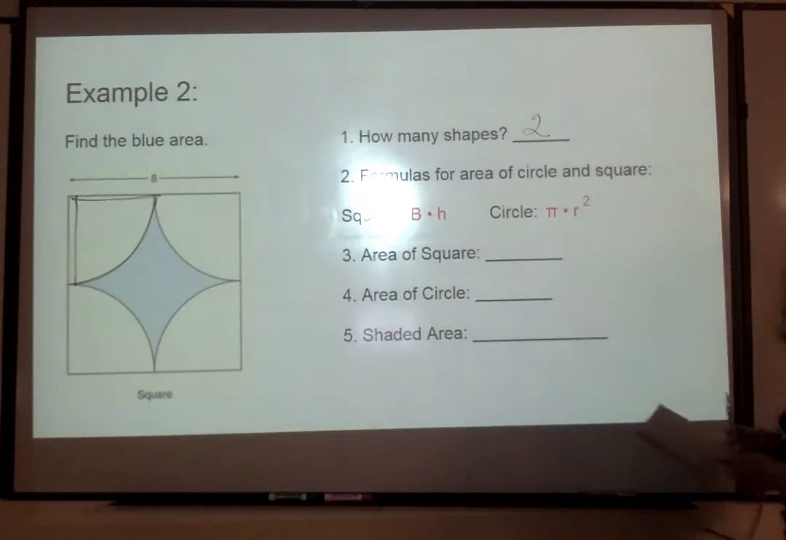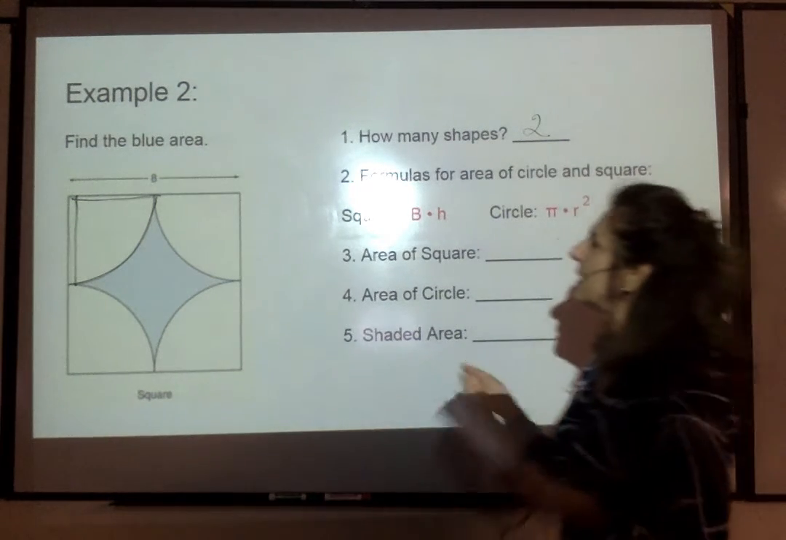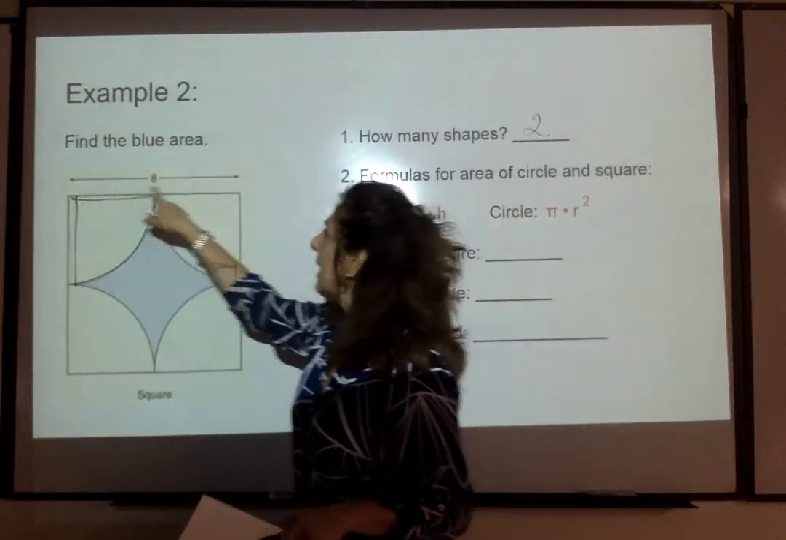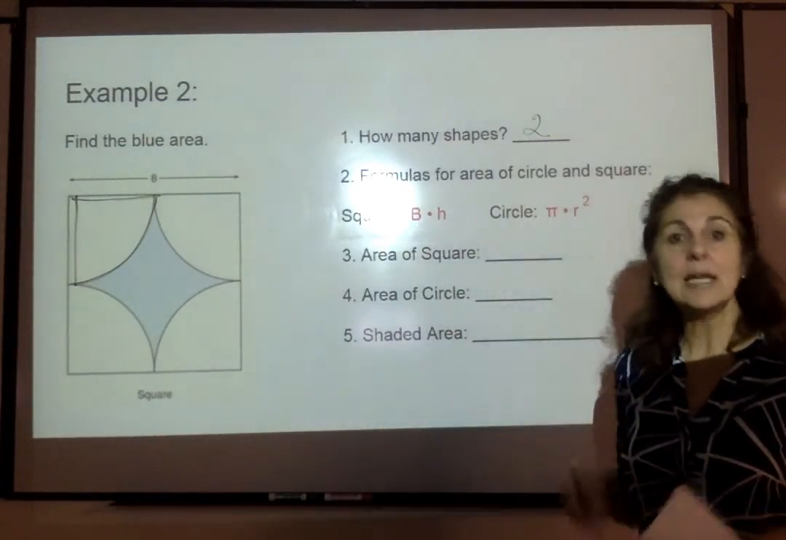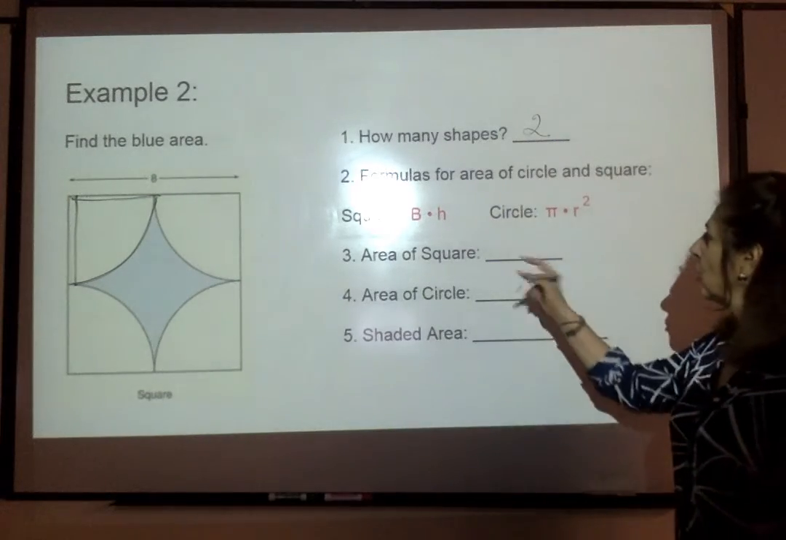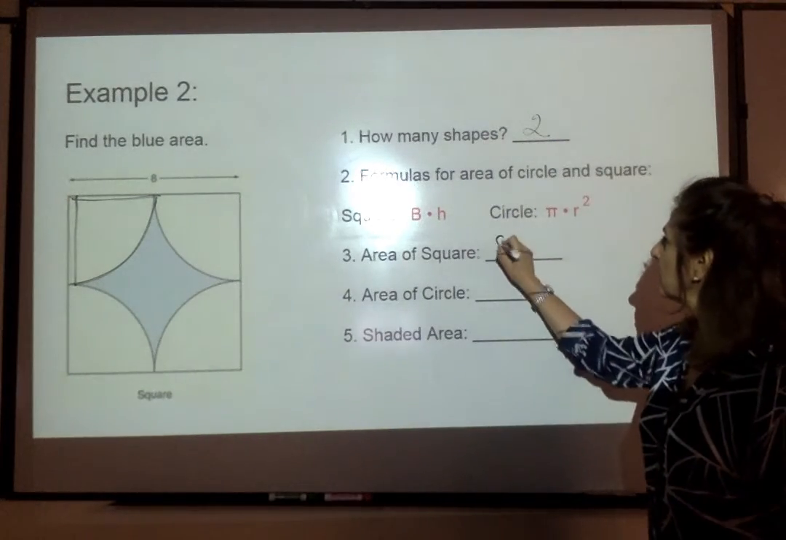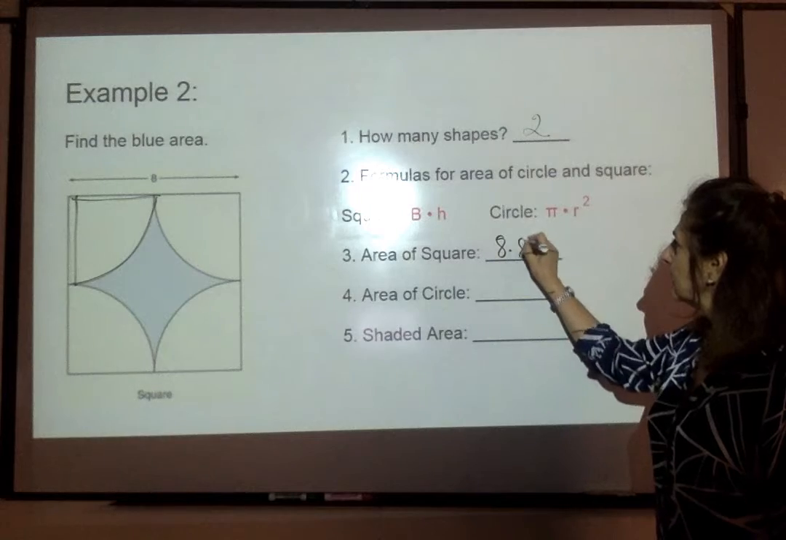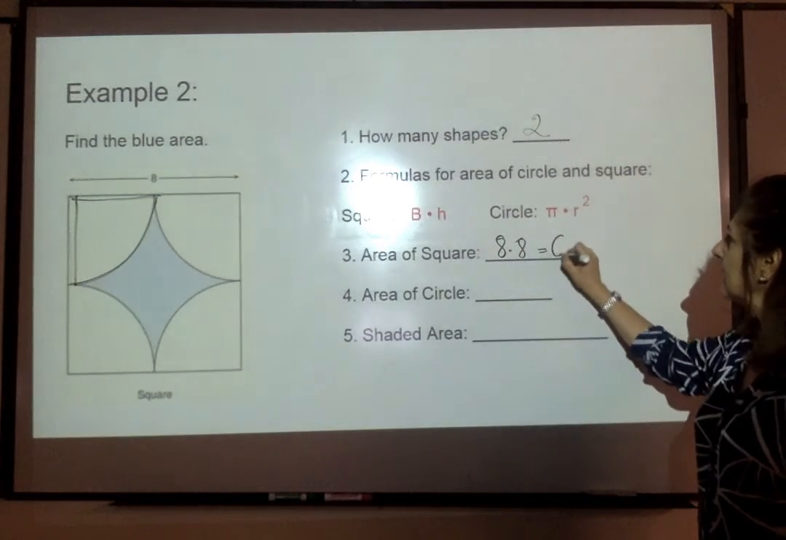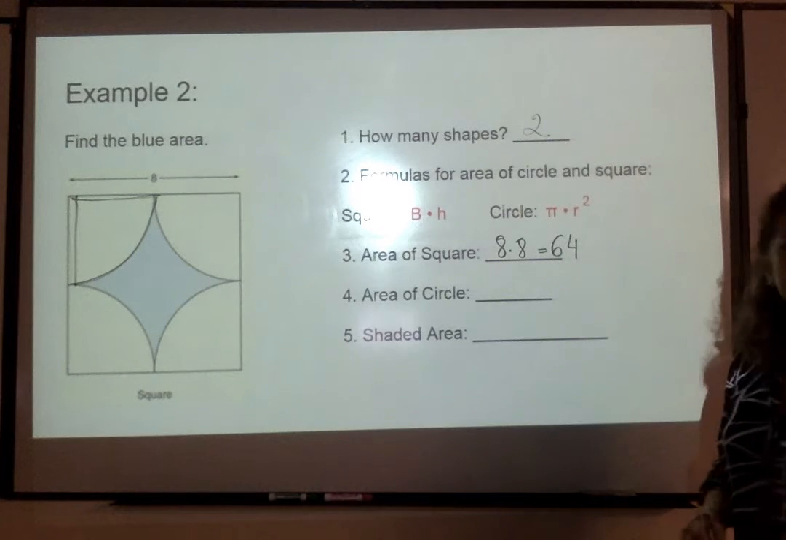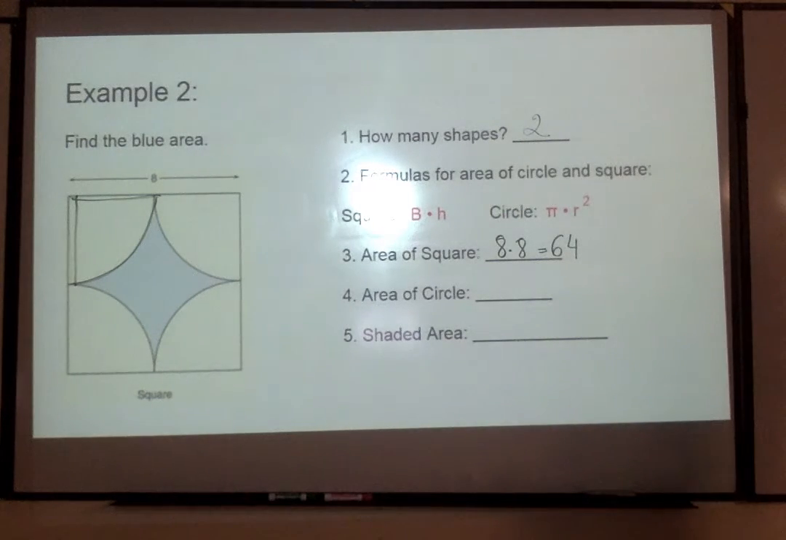So the area of the square, let me get another pen. It tells me here that this side measures 8. If that's a square, every side measures the same thing. So the area of the square is going to be 8 times 8, which is the base times the height. 8 times 8, 64.